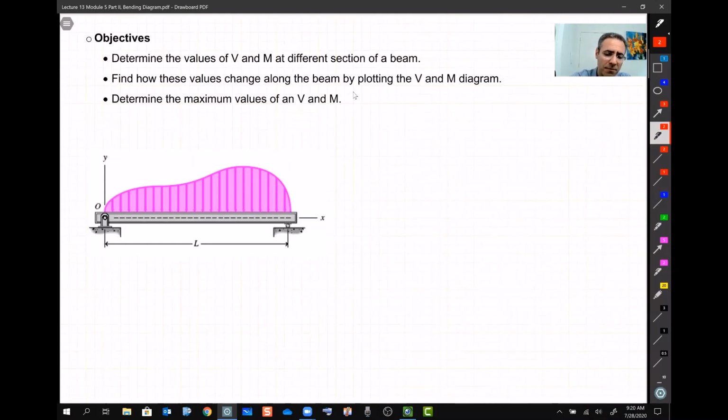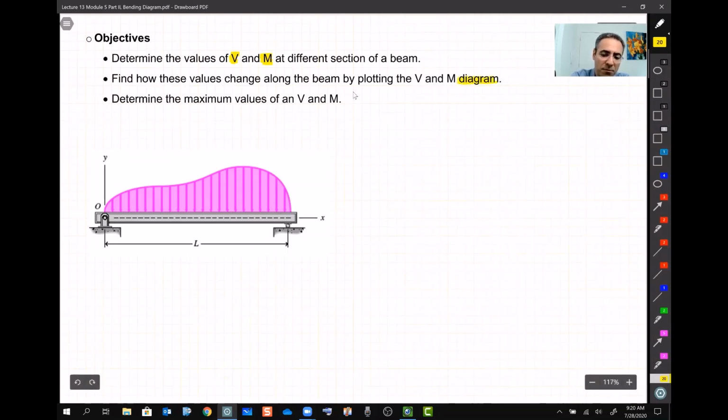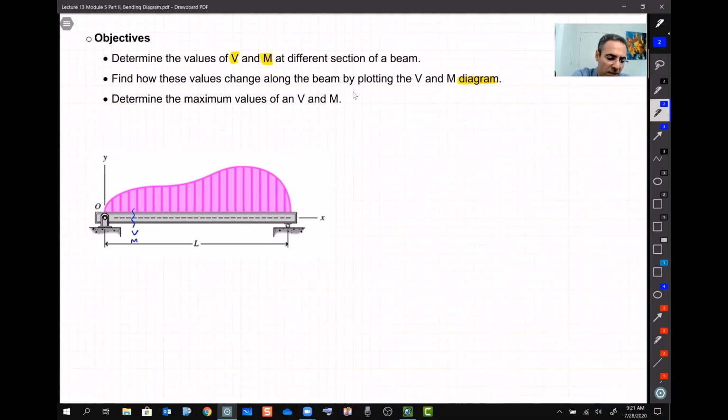So as I said, our objective here is to find these V and M, and from now on, by V we mean shearing force and by M bending moment. Also, we want to draw this V and M because they are probably not going to be constant. If I look at the cross section of this beam here, I'm going to see one V and M. If I take a cross section over here, maybe because the loads are larger, I'm going to see a different V and M, right?